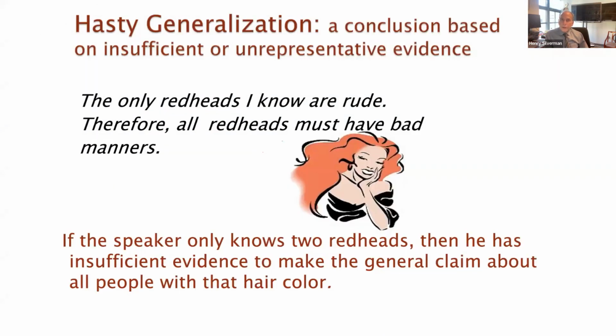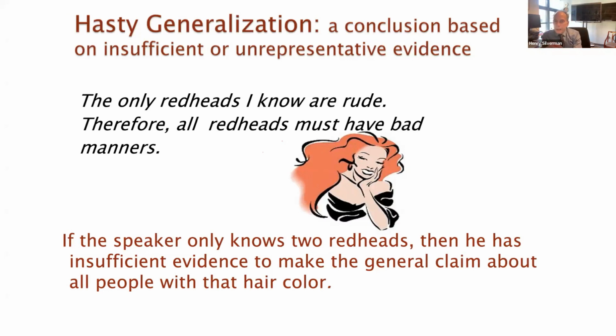Hasty generalization: a conclusion based on insufficient or unrepresentative evidence. This is common in science when you have an unrepresentative sample size. That's why sample size is very, very important. So, for example, the only redheads I know are rude, therefore, all redheads must have bad manners.